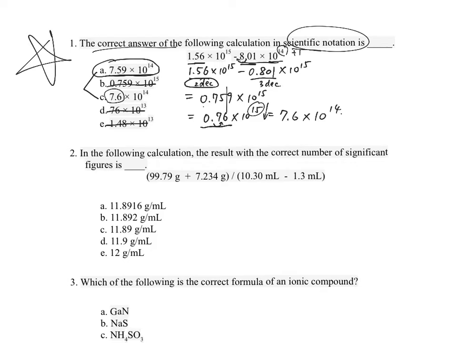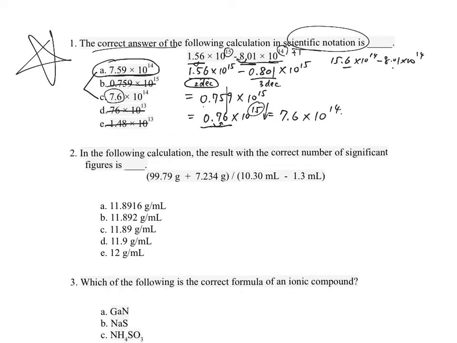And this doesn't change even if you want to do it with 10 to the 14th. Well, let's do it that way. If I'm turning both of them into 10 to the 14th, the first one is going to need to change, and I subtract 1 on the power, and that means the decimal place moves to the right. That's going to give me 15.6 times 10 to the 14th minus 8.01 times 10 to the 14th. So how many decimal places do you have now?